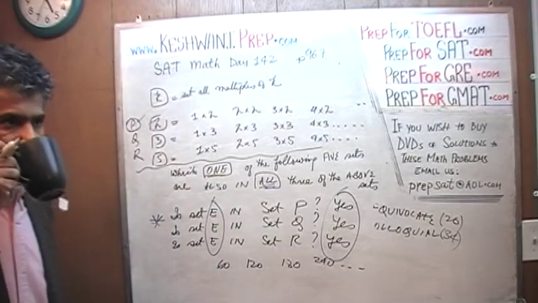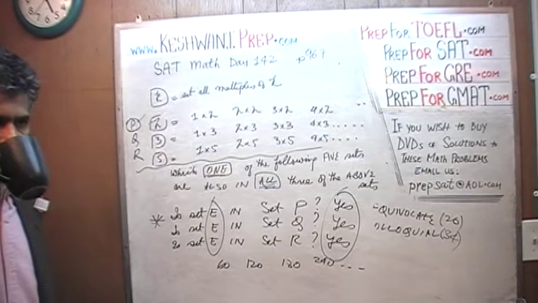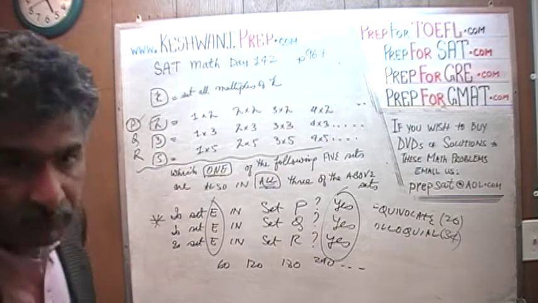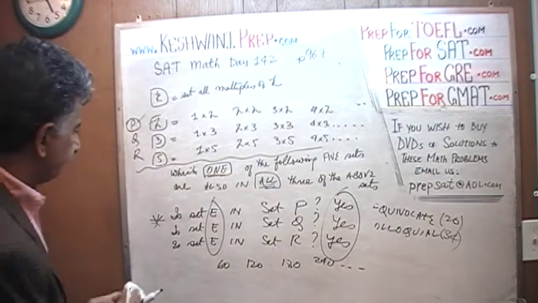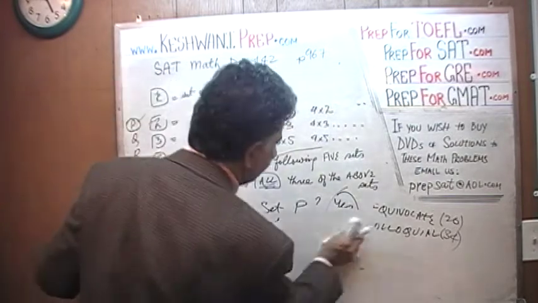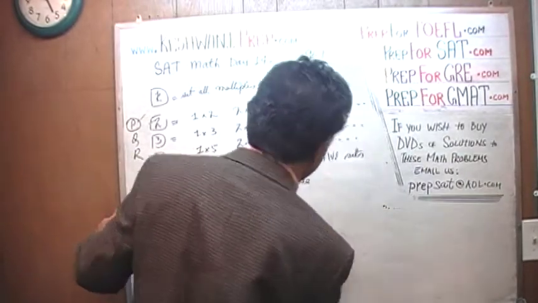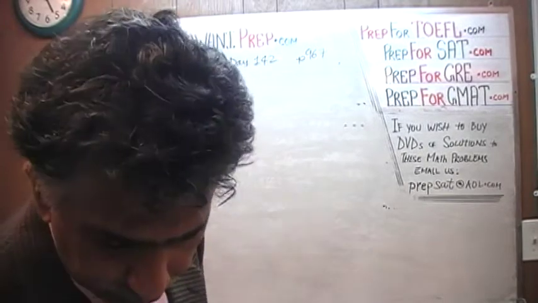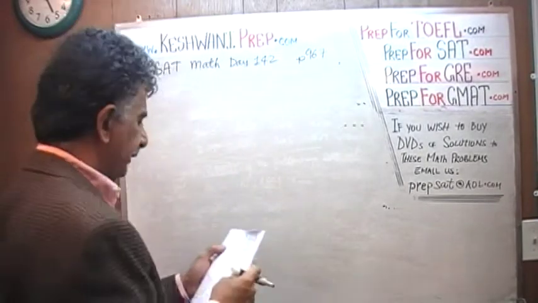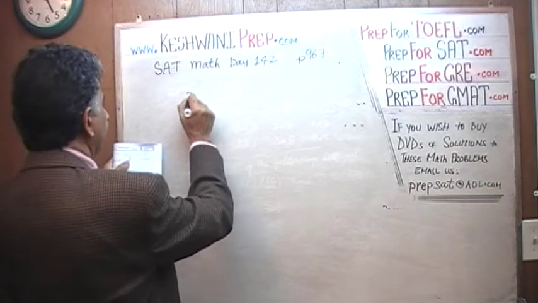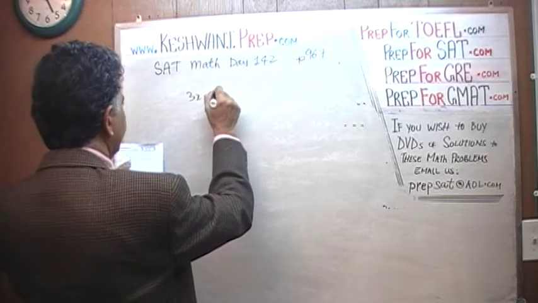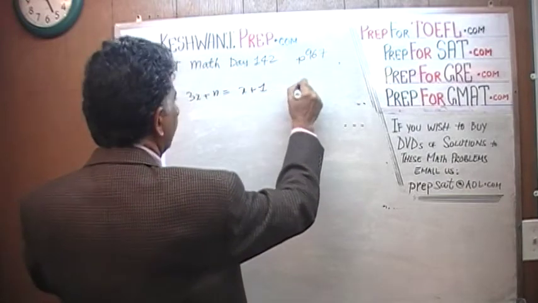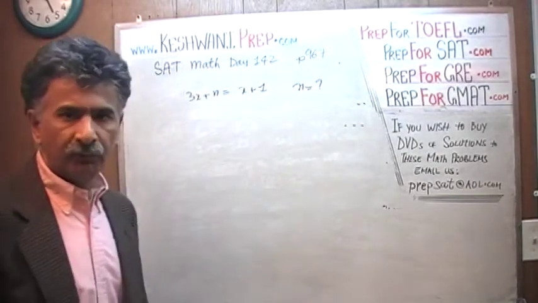Number 9 is very straightforward, it's a breeze compared to this one. Number 9, they said 3x plus n equals x plus 1, and the question simply is, what is n? In other words, they want us to solve this equation for n.